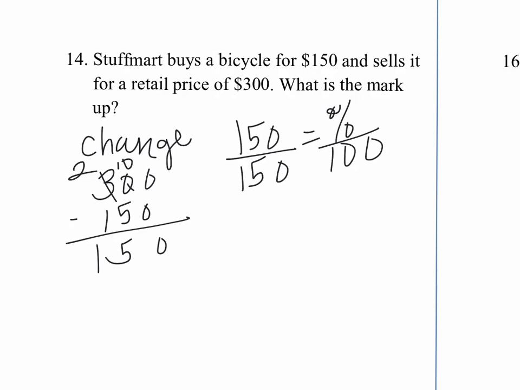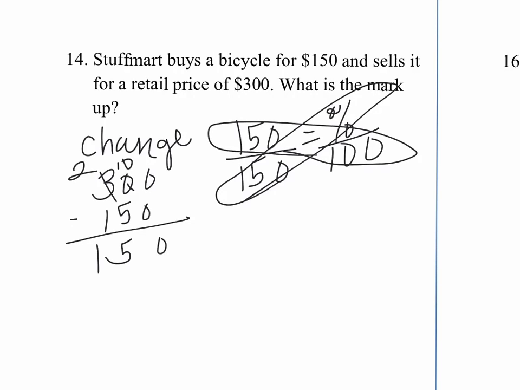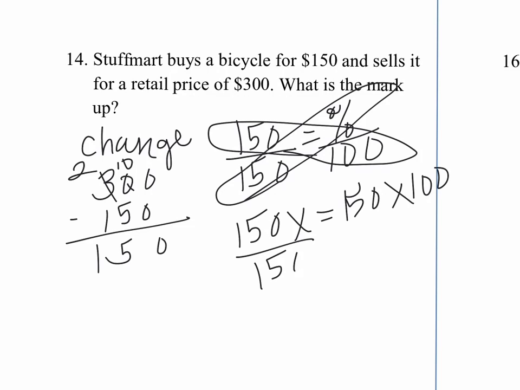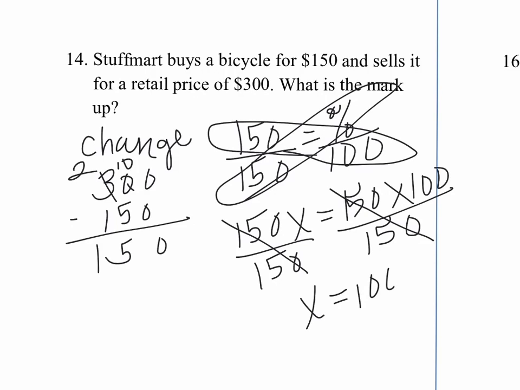Use your cross products. 150 x equal 150 times 100. Divide both sides by 150. You should be getting good at this now. Notice the 150s cancel here, so we're looking for x, which is the percent. Look, 150 over 150 cancels. We're left with 100, and that's the answer, 100%. What is the markup? 100% markup. They actually doubled the price, 100%.